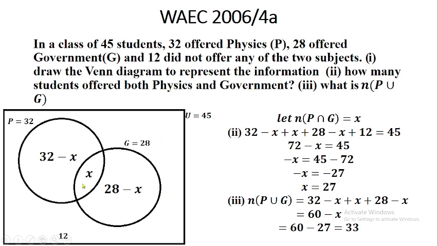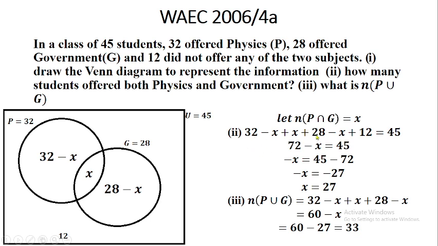Then how do we do that? The union of physics and government plus people that are idle will give us 45 as well. So we have 32 minus S plus S plus 28 minus S plus 12, which will give us 45. Collect like terms from there.